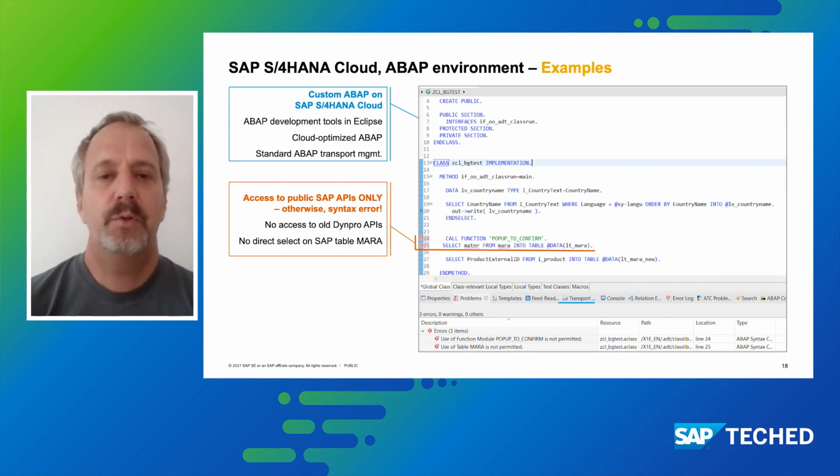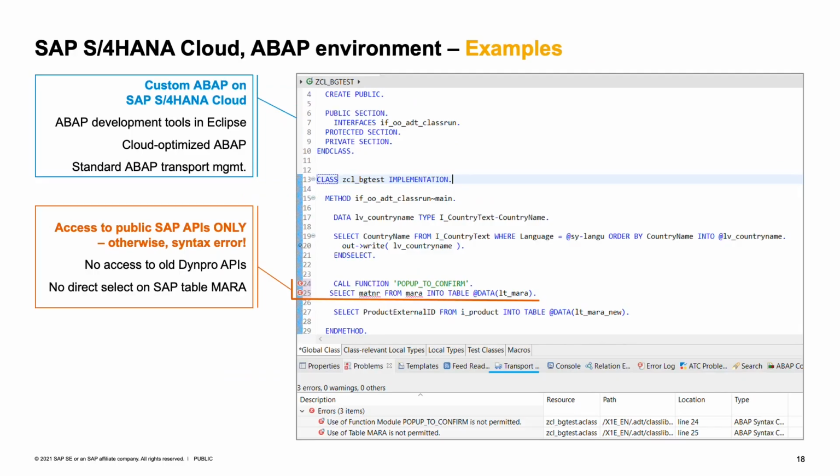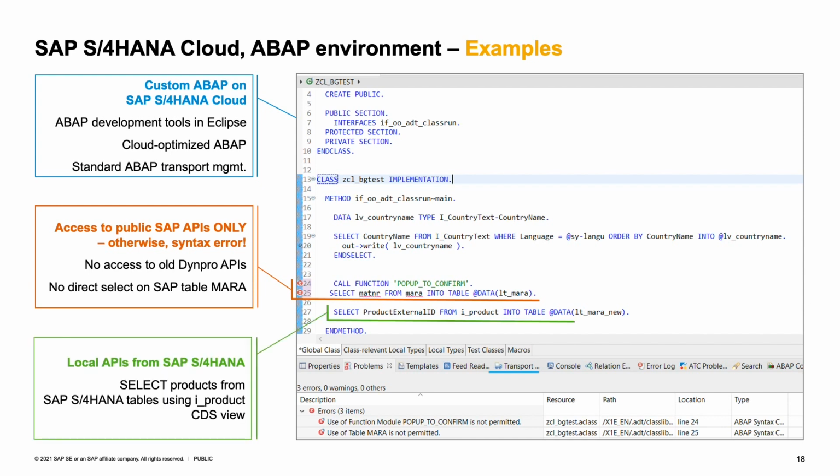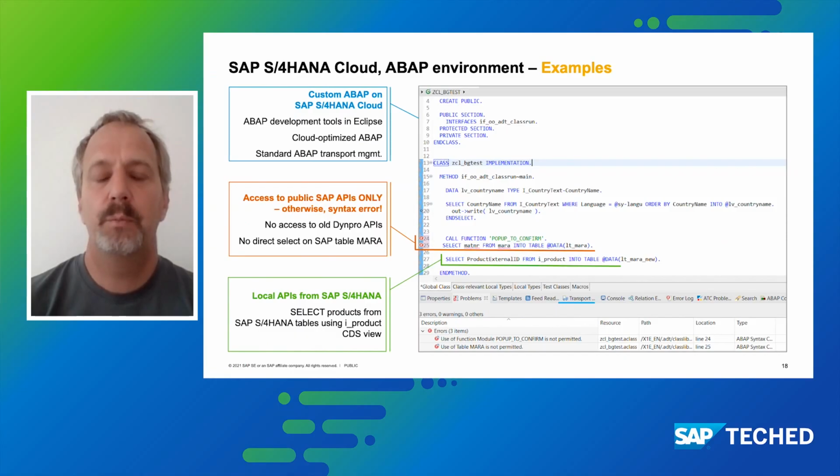So syntax error, you can't do that. You have to change the code and you have to use the public APIs. And for example, an easy correction for that, and that means the select on MARA, would be to use the appropriate CDS view, which is I_Product. That's the CDS view which sits on top of MARA. And as you can see, I don't call a remote API here in embedded steampunk to retrieve the products. I do a simple select on the CDS view to retrieve the product.